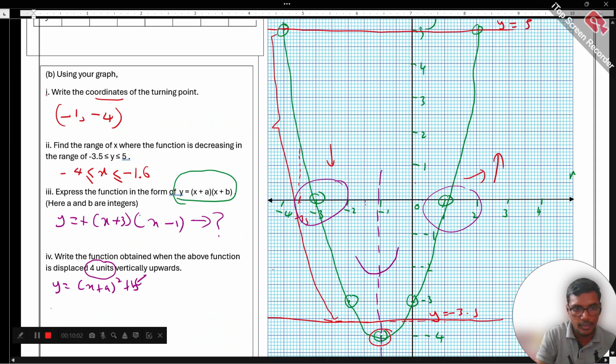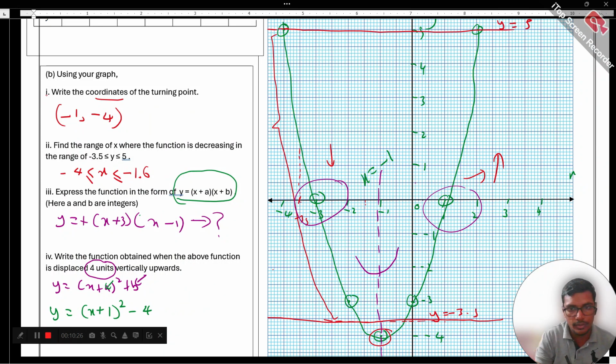Then y equals, I told you in the above part, this is the axis of symmetry. Here the axis of symmetry is what? x = -1. If it is -1, I will be writing it as (x + 1)², and the minimum or the maximum value. The minimum value will be -4. Then the graph is going upward, positive side. Therefore, the sign will be positive.